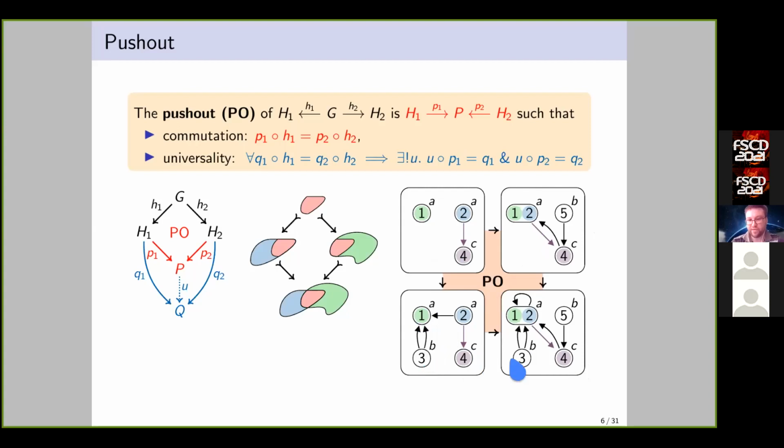This 3 with its two edges is just added in. This 5 and these two black edges are just added in. And since 1 and 2 are merged along this homomorphism, they also have to be merged in the result. So from here to here, we have to merge 1, 2, and this gives this loop on this node 1, 2. So you could also say that this push-out is a kind of gluing where we merge without adding any junk. So we only add what is there in these two graphs, and we don't add any confusion. We do not merge more than necessary.